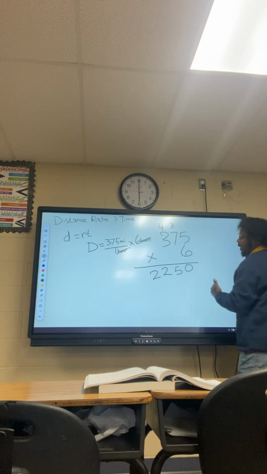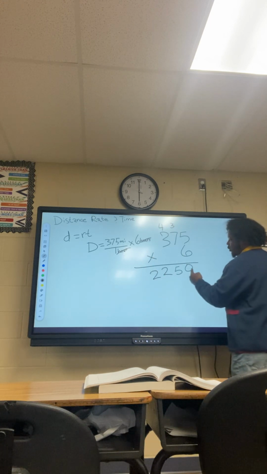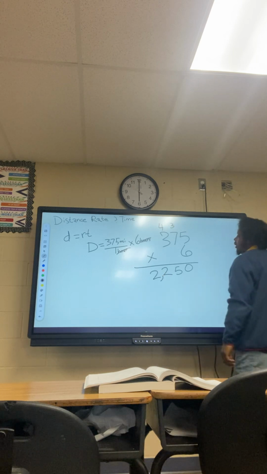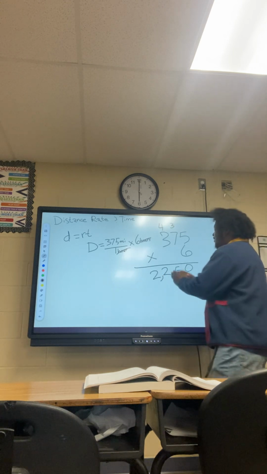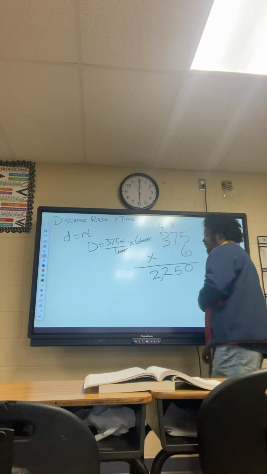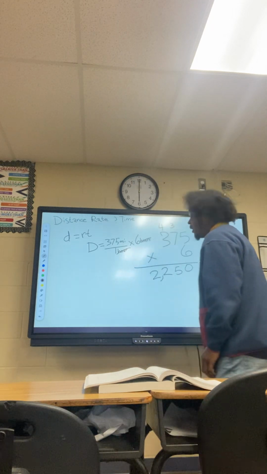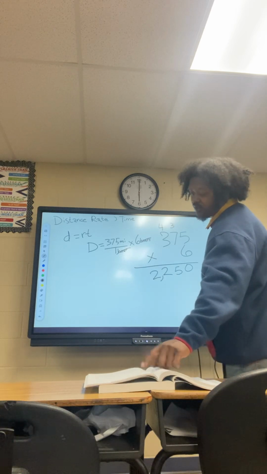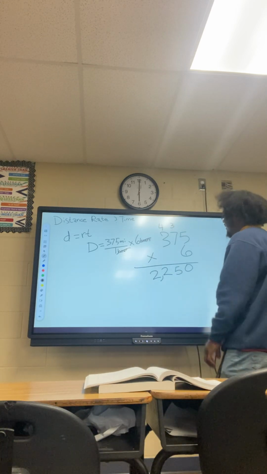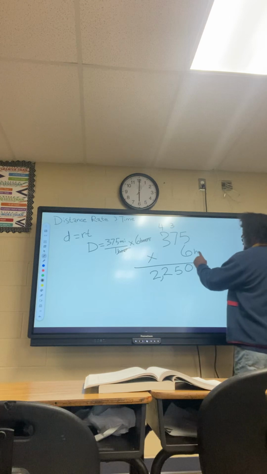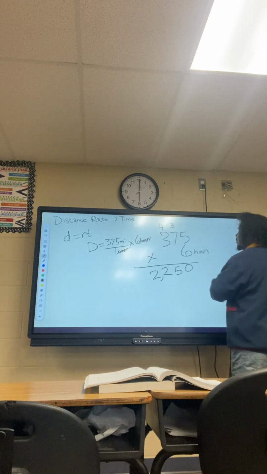And we start from right to left, counting 3 digits. 1, 2, 3, comma. So our answer here is 2,250 miles in 6 hours, okay? So these are story problems. So what do we need? A complete sentence, okay? So we take our hours. Always put your units so that you can keep up.